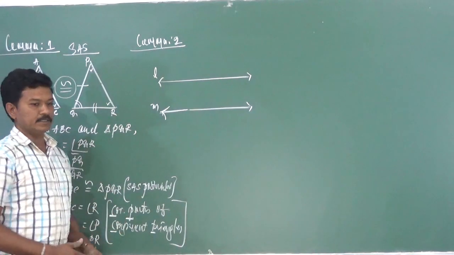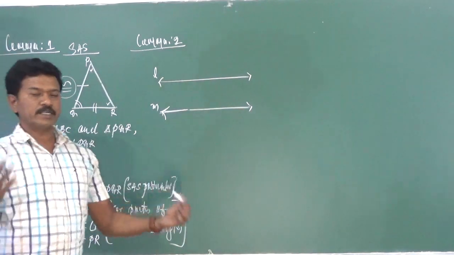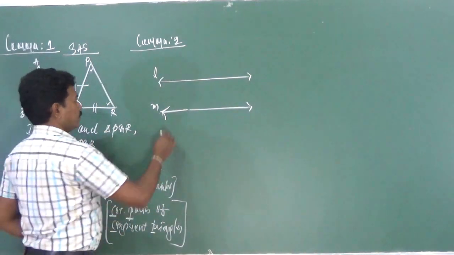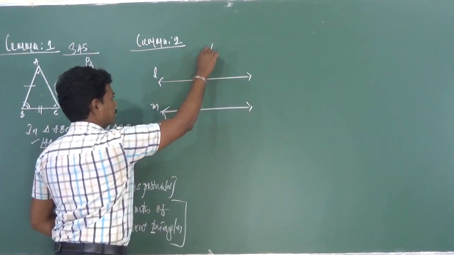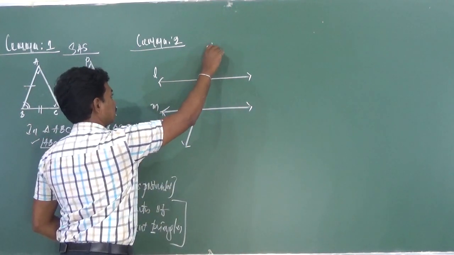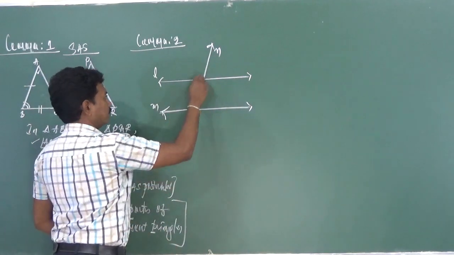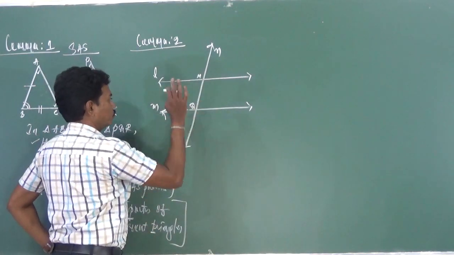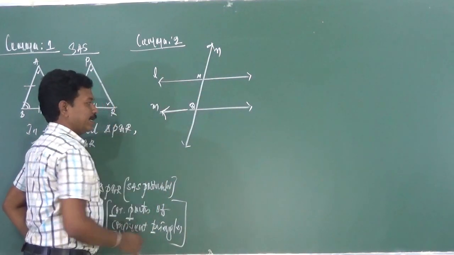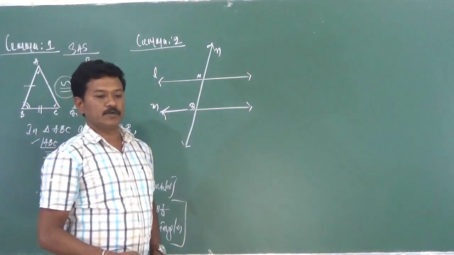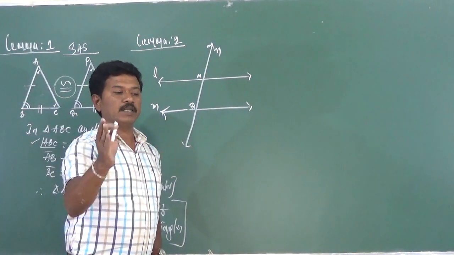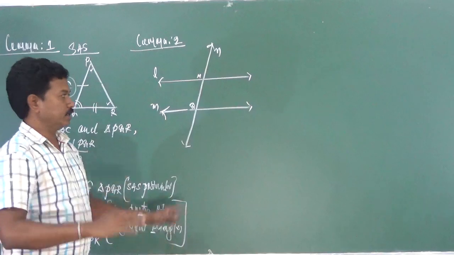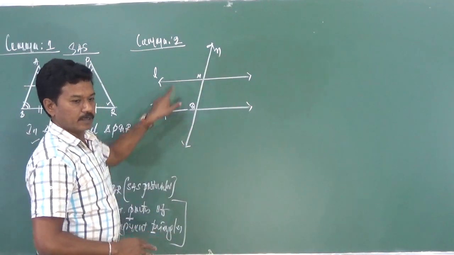They are called parallel lines, or very simply, two straight lines which do not have any point in common are called parallel lines. Now, if these two lines are intersected by another line like this, for example, let us call it N, at two distinct points like M and Q, then we call this line N a transversal. So, if a line intersects two or more lines at distinct points, then the line is called a transversal for these lines.